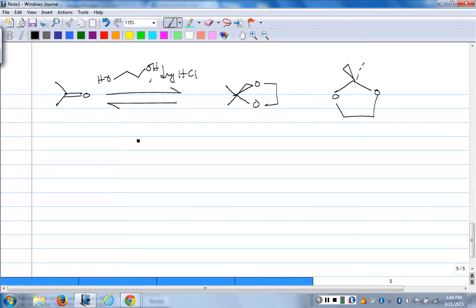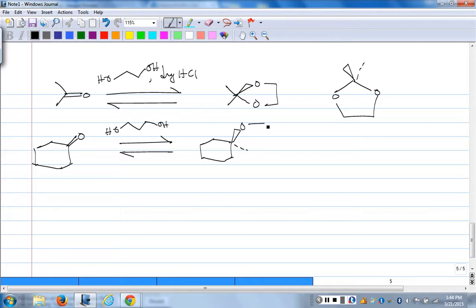Or if, for example, I had cyclohexanone, and I can treat that with maybe 1,3-propanediol, in which case my product is going to look like this. Okay, so 1, 2, 3, 1, 2, 3. And again, this will be done maybe with concentrated acid or dry HCl, doesn't matter.